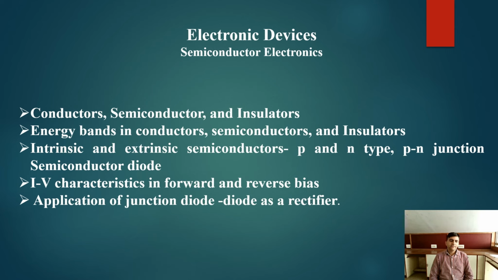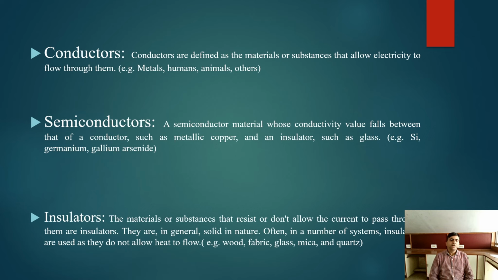So in this lecture, I will cover conductors, semiconductors and insulators, how the energy bands behave in conductors and semiconductors, and what the differences are between these three different materials. Conductors are basically those materials or substances that allow electricity to flow through them, that is metals, humans, animals, others. So anything which allows electricity to pass through it. Like metals such as gold, silver, iron; we humans can catch electricity, and other animals also.